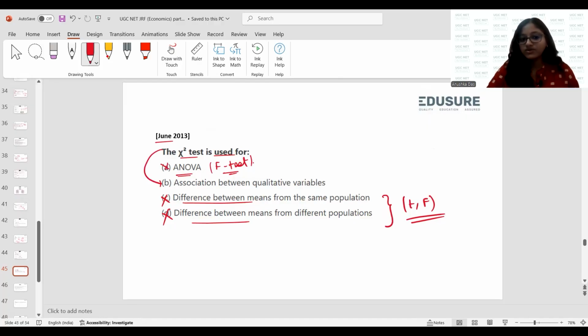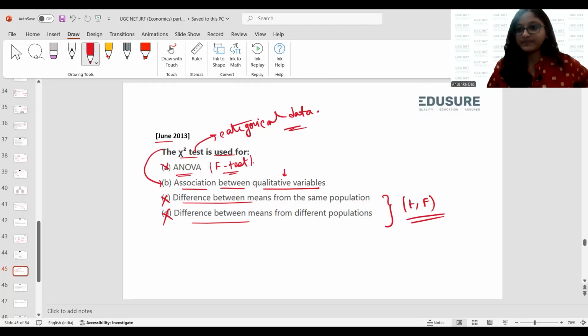So the chi-square test will be used for checking the association between qualitative variables. Remember this, chi-square is used for categorical data. What is categorical? Categorical means qualitative variables. For example, mother tongue, gender, race. All these are not quantifiable. You will use dummy variables if you want to include them in a regression model. They are qualitative in nature, which means they are not quantifiable. Mother tongue is not quantifiable.